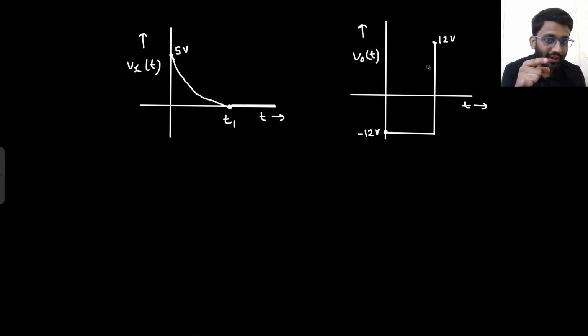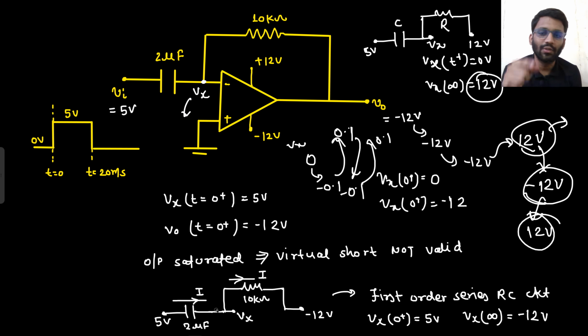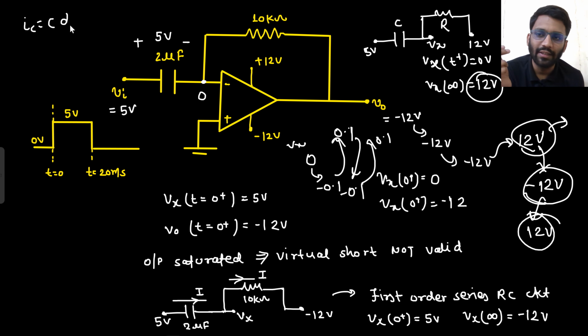Now your output tried to go up to 12 volt, but will that happen? No. Why so? Because now your Vx node is fixed. Vx node is fixed at 0 volt. So the voltage across the capacitor is fixed. Say yes or no. If the voltage across the capacitor is fixed, that means IC equals C dVc by dt, right?